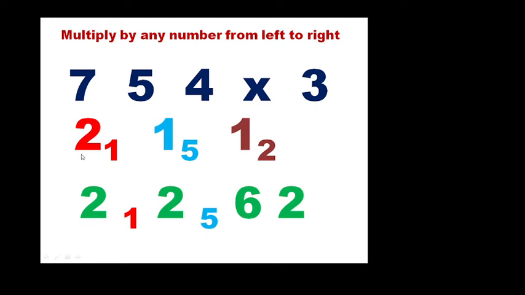Okay. So 7 3s are 21. 2 carries over 10. This is not 1, you have to think 10. And 5 3s are 15 plus 10, 25. It is not 5, it is 50. 4 3s are 12 with 50, 62. So this is the method you have to apply to multiply from left to right.